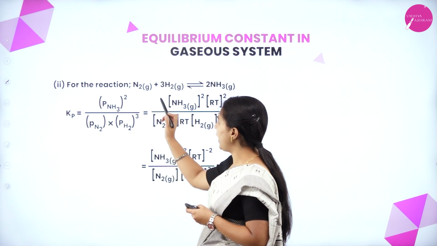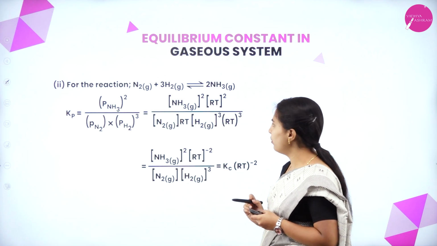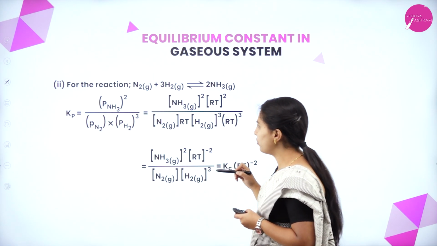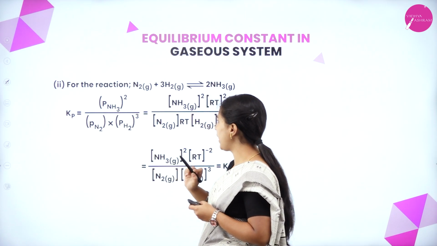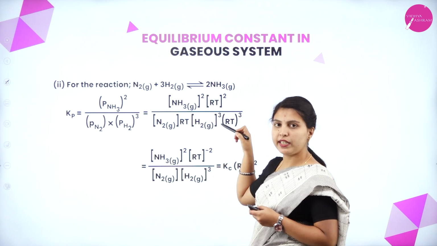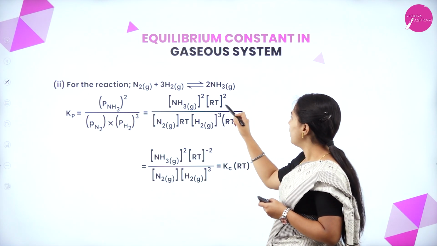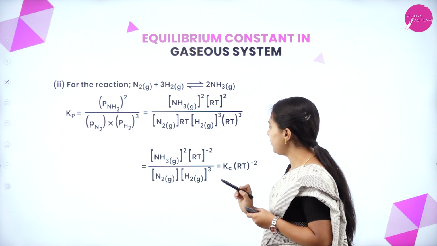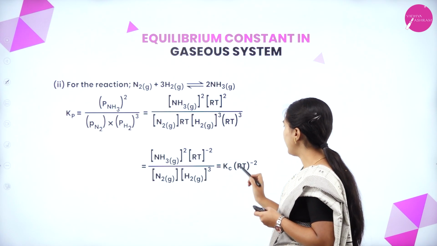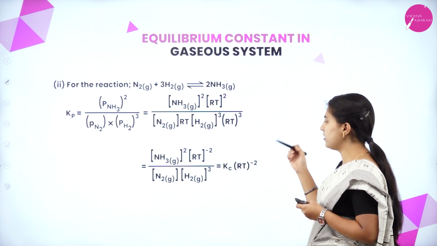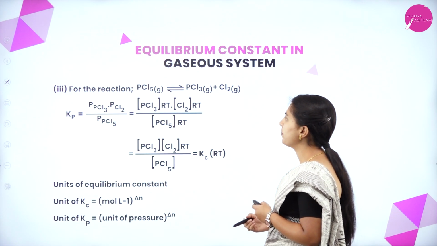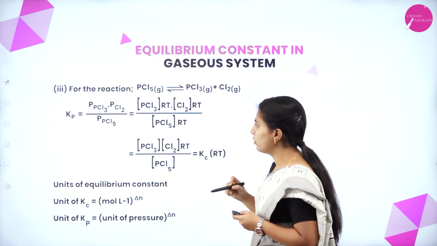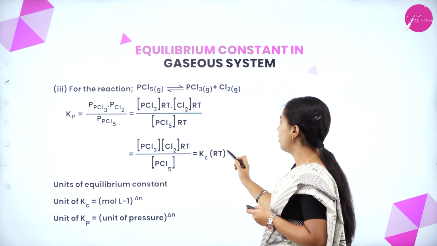Next, for the reaction N2 plus 3H2, what will happen? 2 moles of ammonia. Same mathematics you have to use here, ammonia in the product and the individual reactants. Here also you have to implement that P equals CRT. RT they have implemented. What will happen? Ammonia in gaseous state, (RT) to the power minus 2 will happen. This is the individual reactants N2 and H2. Kc into (RT) to the power minus 2 will happen. Okay. Here also PCl5 will decompose into PCl3 and Cl2. Everything is the same. Kc into RT.